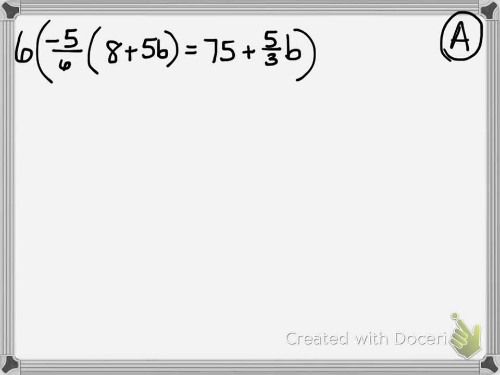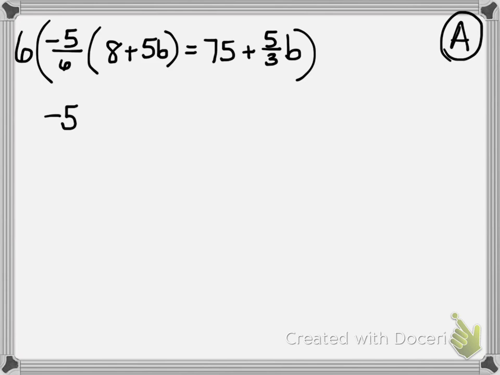So 6 times negative 5 should be negative 30, and then negative 30 divided by 6 goes back to negative 5. So basically what's happened is those 6's canceled out. Now, we do not distribute to those parentheses because we already distributed to the number out front. So then we keep going. Oh, I got to keep my equation, sorry.